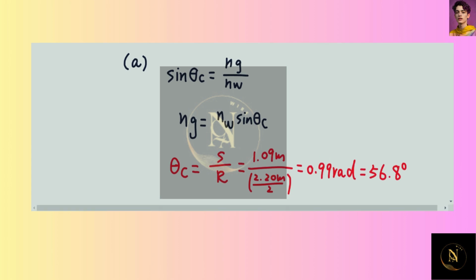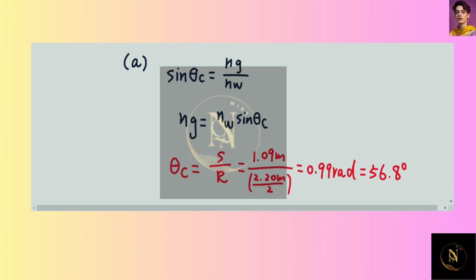Okay, so for the first question, we know sine theta c is equal to ng over nw. So theta c here is the critical angle. Ng is the index of refraction of gas, which is the one we are looking for to determine in this question. And nw is the index of refraction in water. So therefore, we have ng is equal to nw sine theta c.